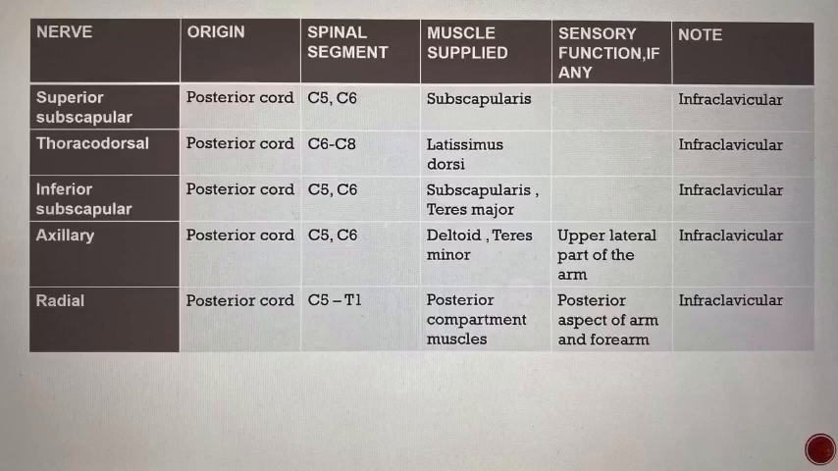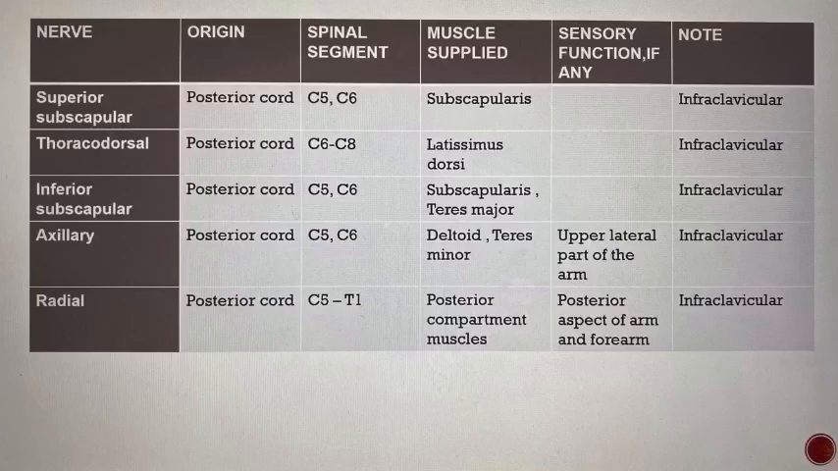It has both a motor and a sensory function. The motor function is that it supplies the deltoid and teres minor muscles. The sensory function supplies the skin over the upper lateral part of the arm. It is an infraclavicular branch.